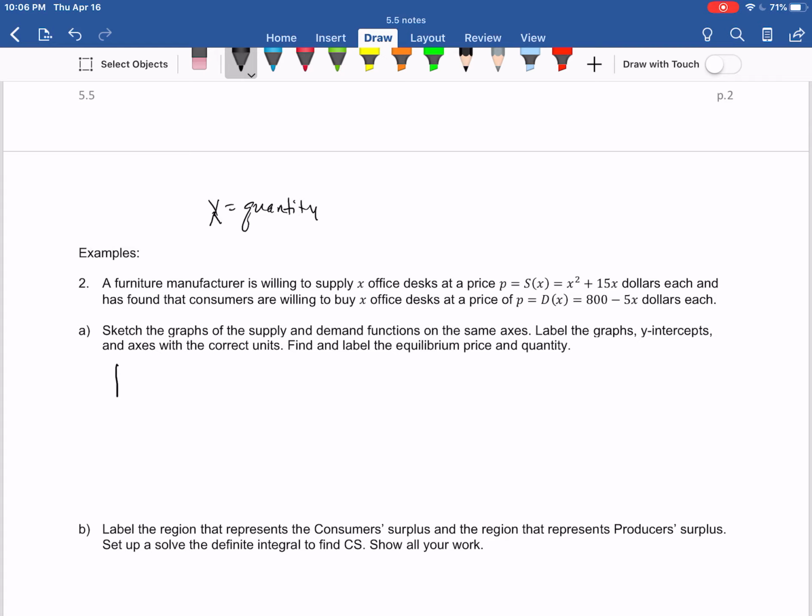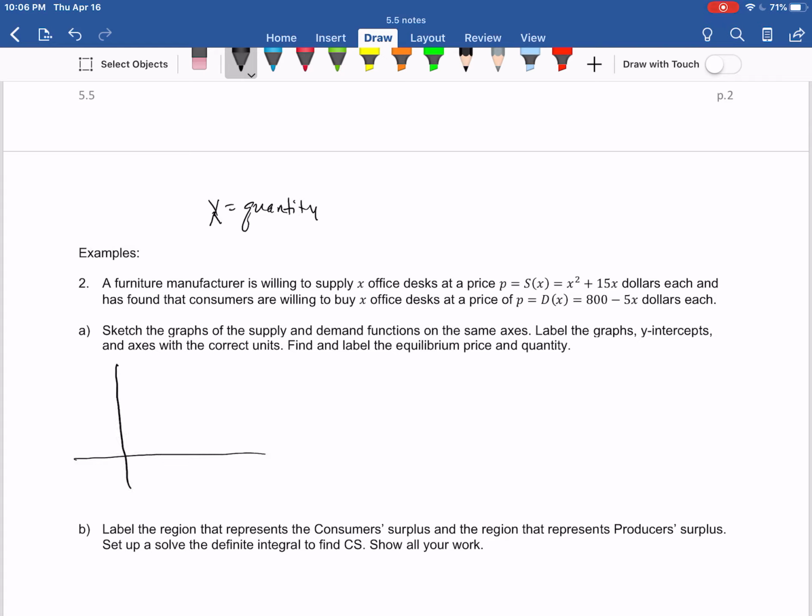Sometimes the functions will be in terms of Q, and that means that Q stands for quantity as well. So the first thing we're going to do is sketch the graphs of both supply and demand on the same axes. So I want to see them both together, and you want to label the graphs, which one's supply, which one's demand, find the y-intercept so that you have some sort of reference, and then label the axes with the correct units. Find the equilibrium point and quantity, the equilibrium price and quantity that go along with those two functions. All right, so here we go.